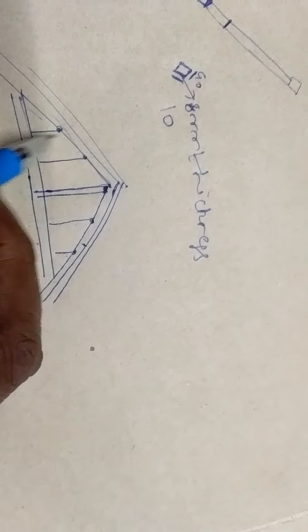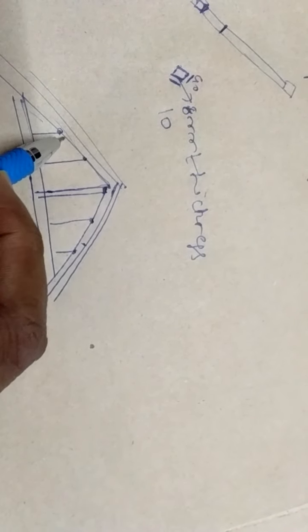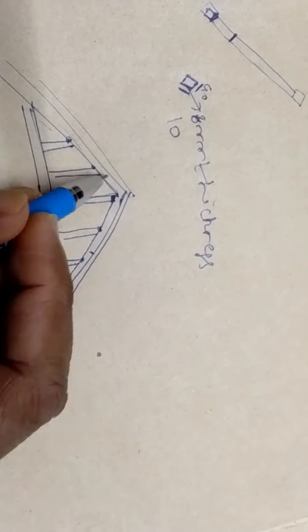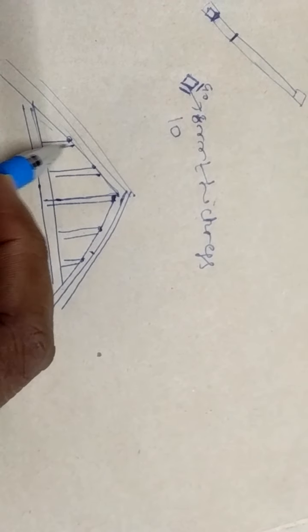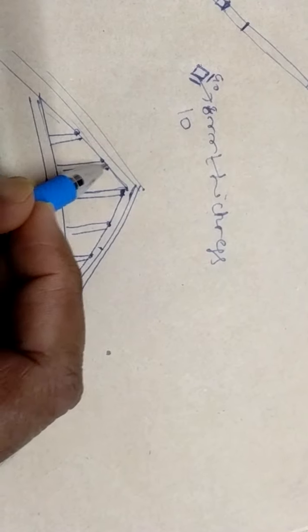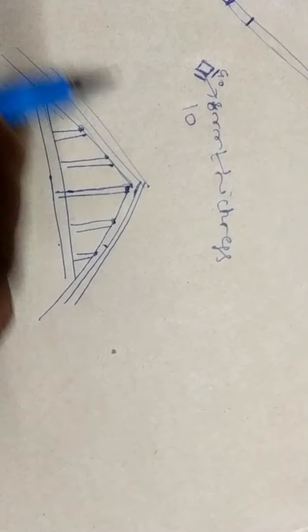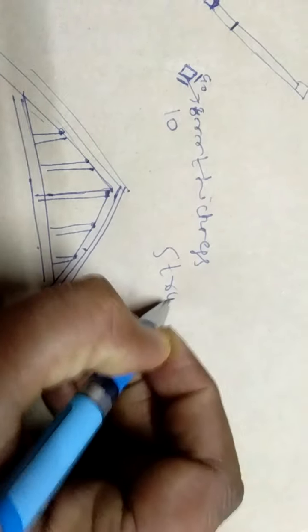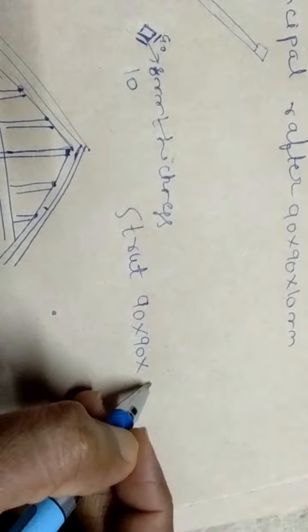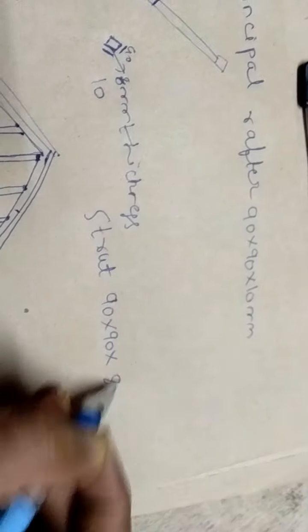So we are actually giving double line, because we are going to consider the member dimension like this. So actually the inclined members are called the strut, but here in this diagram there is no mention of vertical members. What are the vertical members? They haven't given anything in the question. They have only told the strut size. Strut size is 90 by 90 by 8 mm, I guess it is, or 10 mm, whatever it is.